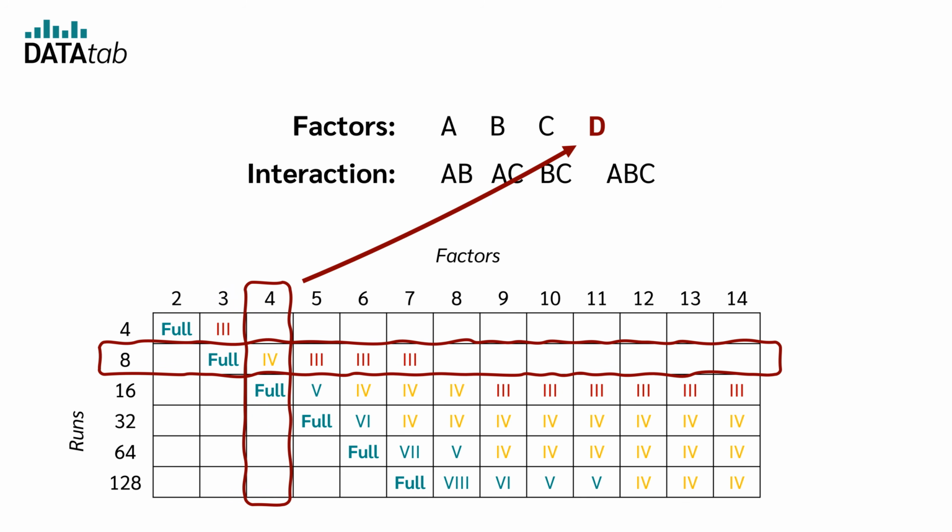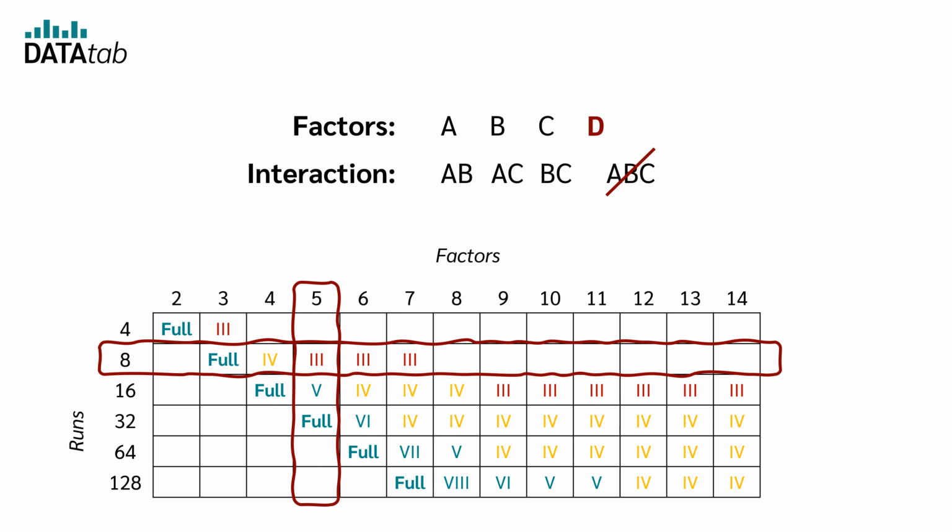If we now want to test not just 3 factors with 8 runs but an additional 4th factor, say factor d, then we must drop the information from one of the interactions, for example the interaction of a, b, and c. If we want to test a 5th factor with 8 trials, let's say factor e, then we will have to drop another interaction, for example the interaction between b and c.